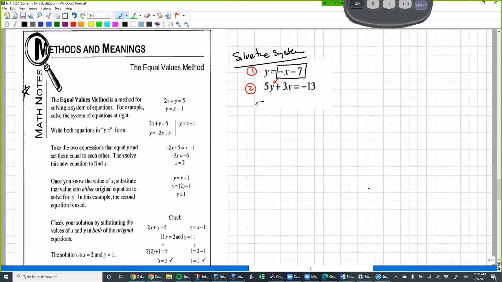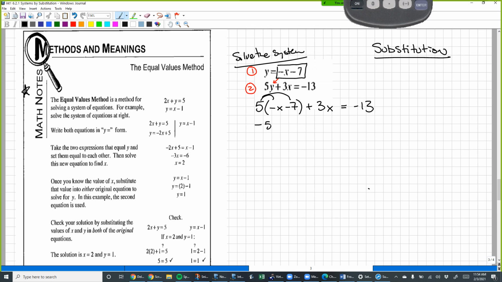So let's do that. 5 times, instead of y, -x minus 7, plus 3x is equal to -13. This is called substitution. And it means that we only have to solve one of them for y, or one of them for a variable.